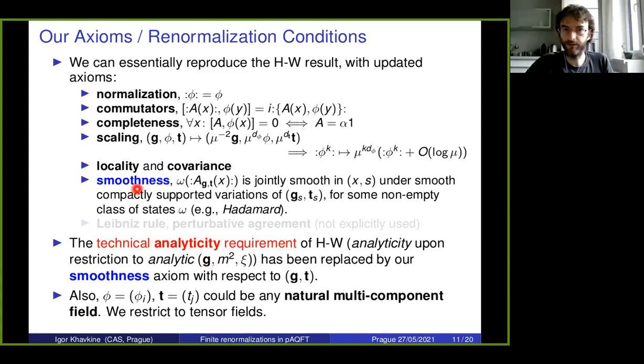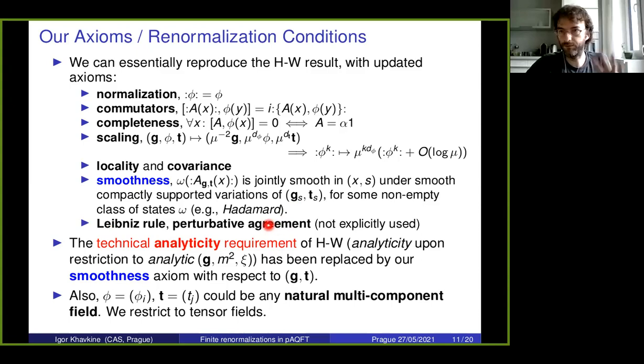So what we have instead is that our smoothness condition is that expectation values of Wick-ordered products in Hadamard states have to be smooth in spacetime and with respect to variations of the background metric and other background fields that enter into the theory. Okay, very good.